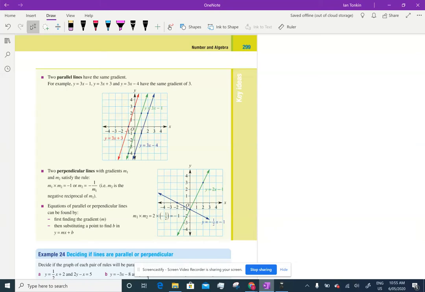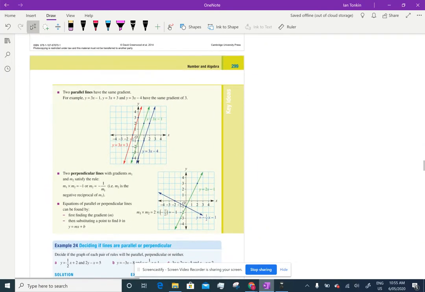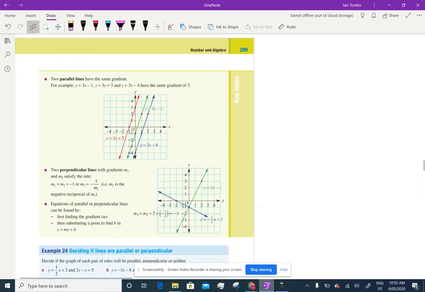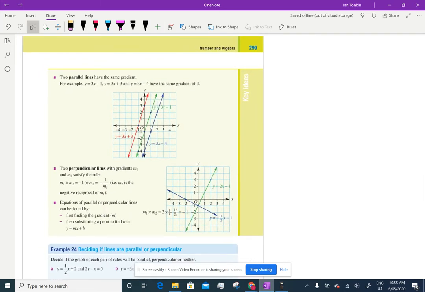Okay, Year 10, this is a lesson on perpendicular and parallel lines. Now, we've done this before, we did it in Year 9, but let's have another look at it. Now, if two lines are parallel, that means they should never meet.